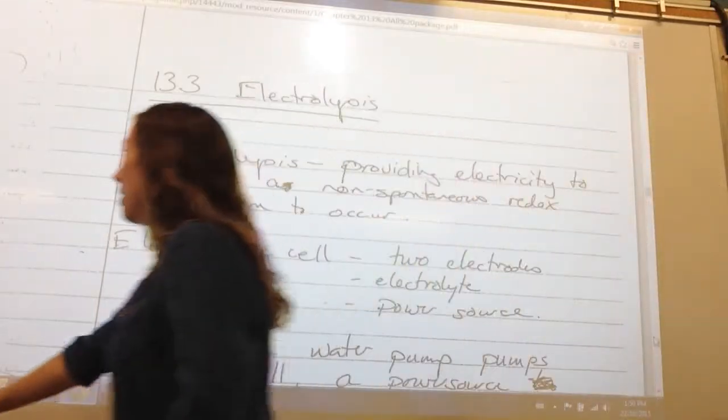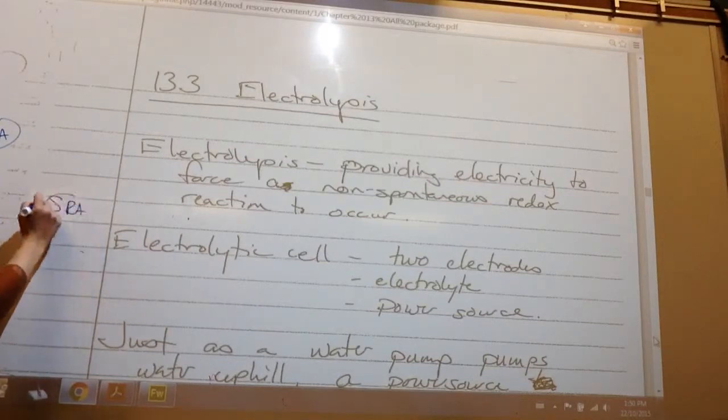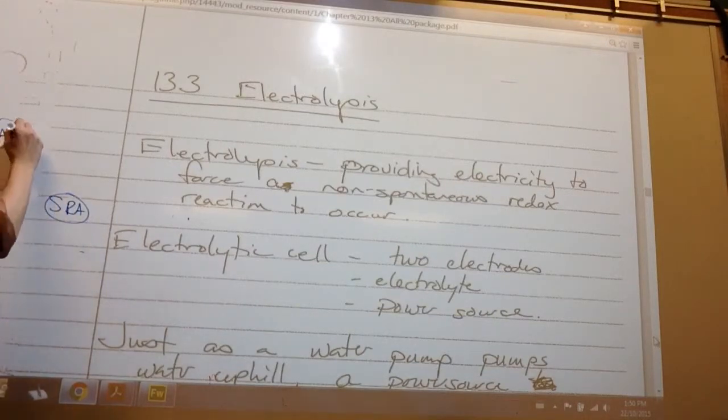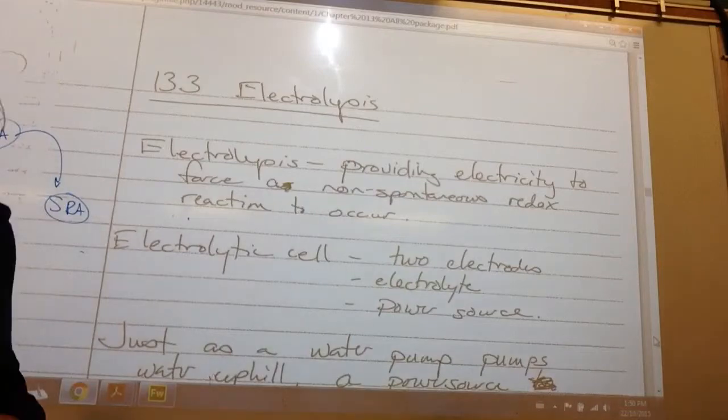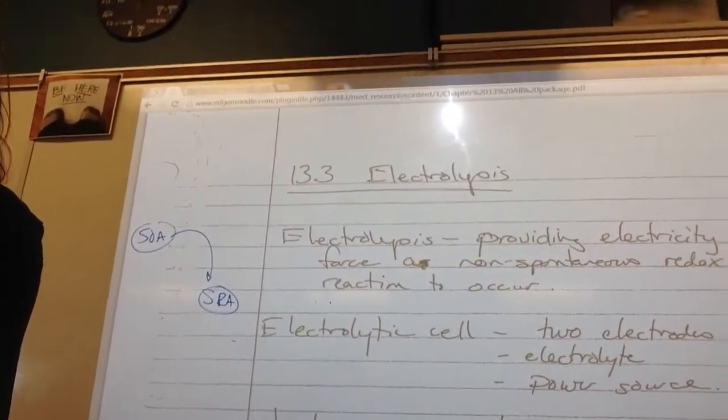So up until now, our reactions have been about the strongest oxidizing agent and the strongest reducing agent in our voltaic cells, and it was always spontaneous. Right?